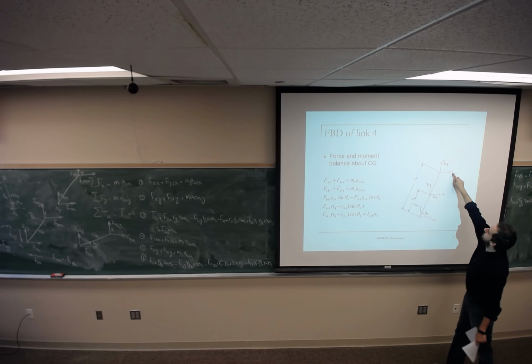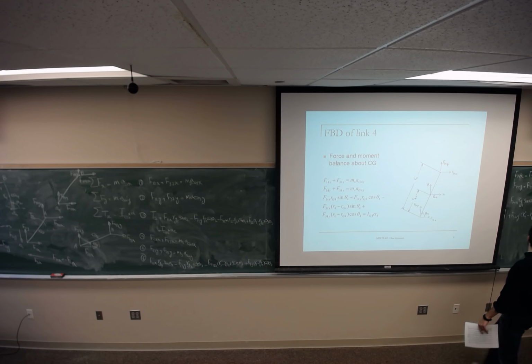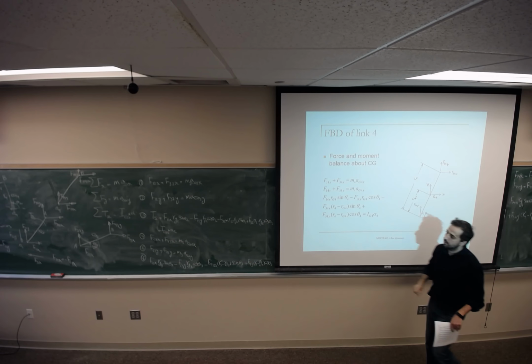This force is making clockwise, so it's going to be negative F34x times (R4 minus Rg4) sine of theta 4. And the last term is positive F34y (R4 minus Rg4) cosine of theta 4, equals I center of gravity of link 4 times alpha 4. So I got 9 equations.